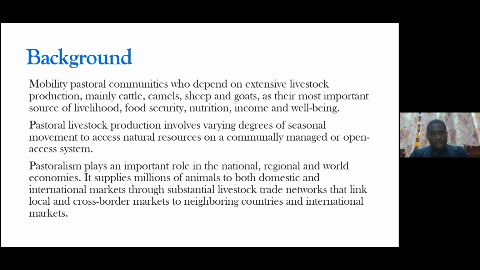Background: mobile pastoralist communities depend on extensive livestock production, mainly cattle, camels, sheep, and goats, as the most important source of food security, nutrition, income, and well-being. Pastoral livestock production involves varied degrees of seasonal movement to access natural resources, commonly under managed or open access systems.